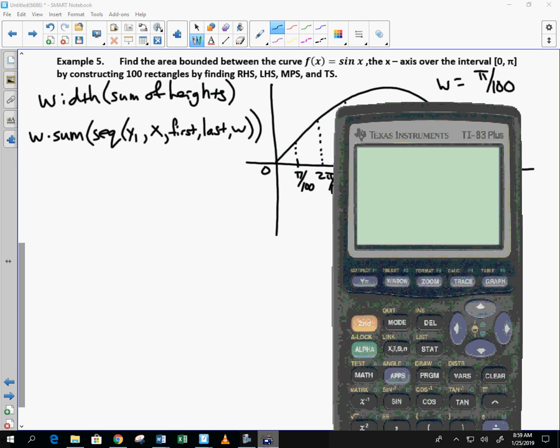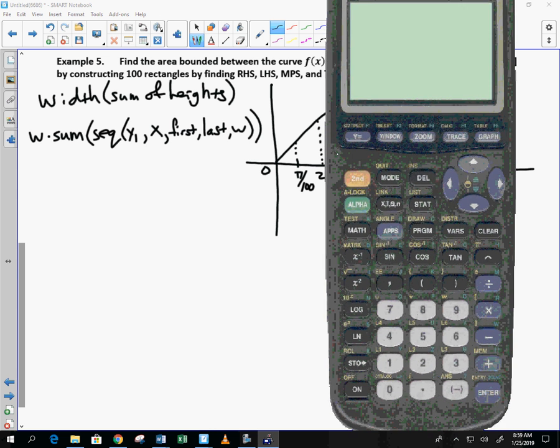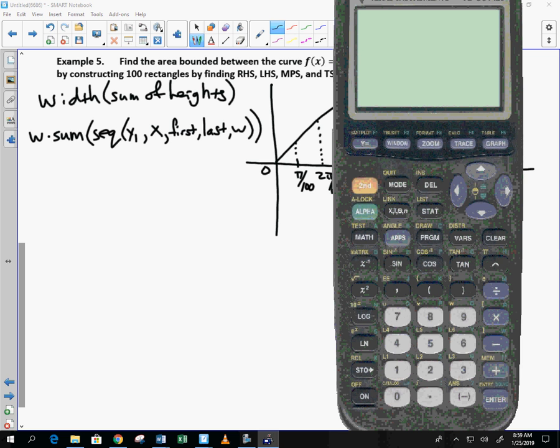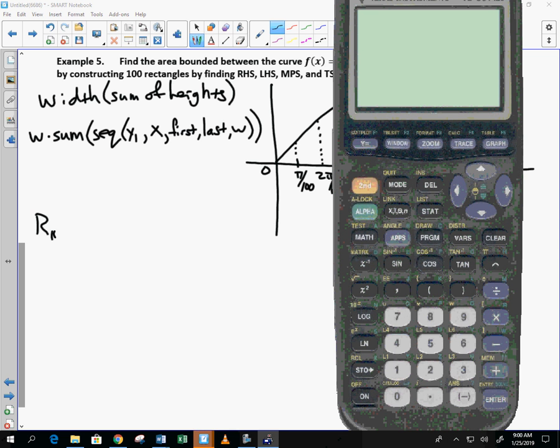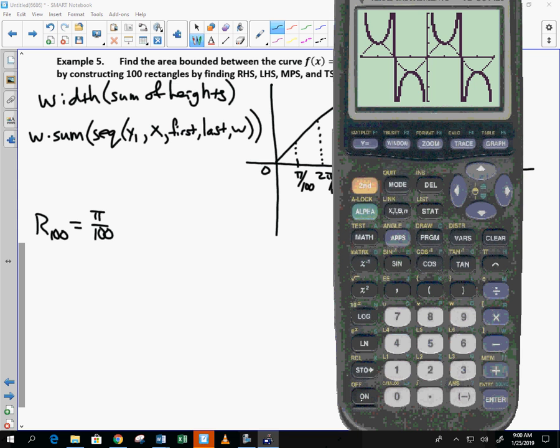So, take out your calculator. Let's do it. I'm going to do r sub 100. Okay? And if I do r sub 100, what's the width? So I do pi over 100. So I go to my calculator, get rid of that graph, and I go pi divided by 100. You must stop me if you don't follow. Is everybody good so far?